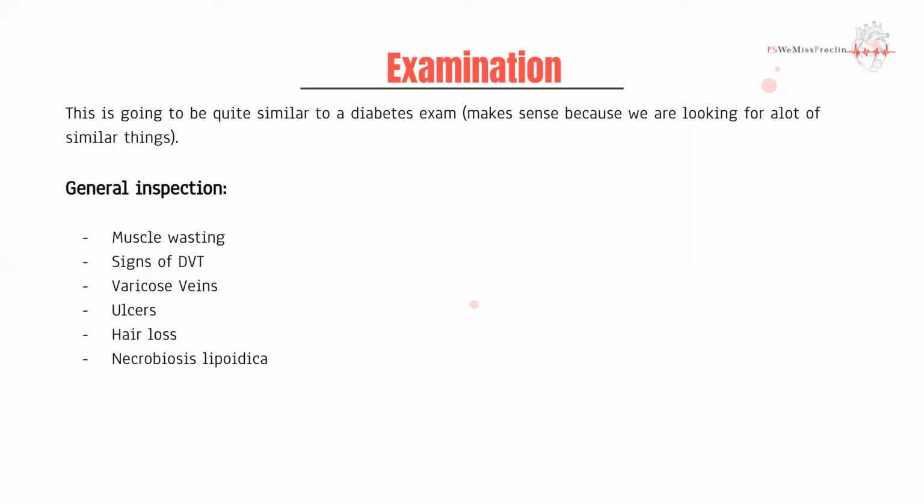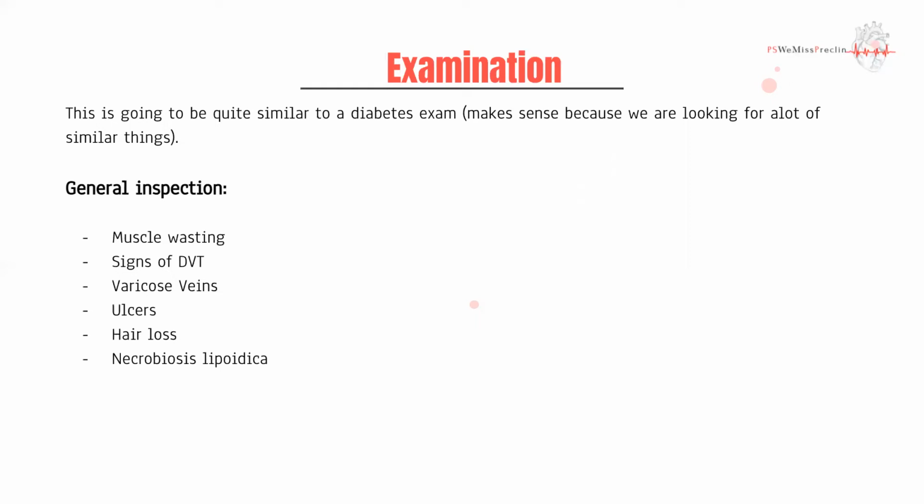Do they have varicose veins, which may indicate chronic venous insufficiency? Do they have any ulcers? And it's important to know that ulcers can be arterial, venous, neuropathic, and we'll go through that as well. Hair loss is a good one because hair loss is quite commonly seen in diabetic patients. Now, the etiology of hair loss, especially on the lower limbs, is mixed, but it's predominantly microvascular.